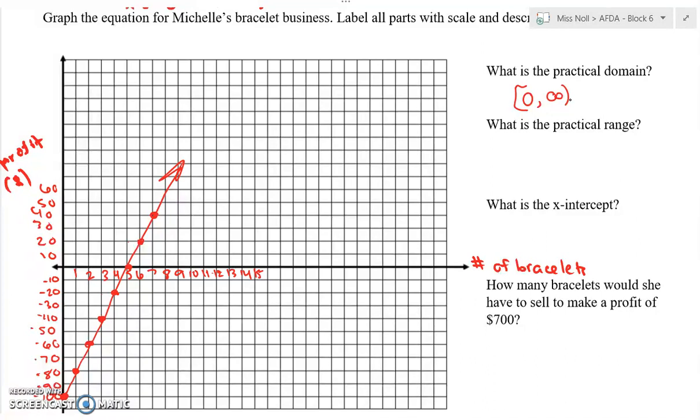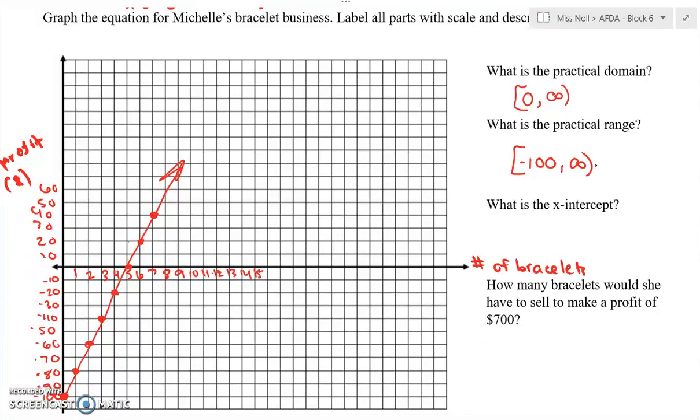Now, for the practical range, that is the y values. So we're asking, what's the lowest y value you can have? Well, look at this graph. She's never going to be more in debt than $100, right? She's either going to start with a debt of $100 and not make any money, or she's going to start with that debt and then make money, so her profit will increase. So the practical range would be from negative $100 to infinity, however much money she makes.